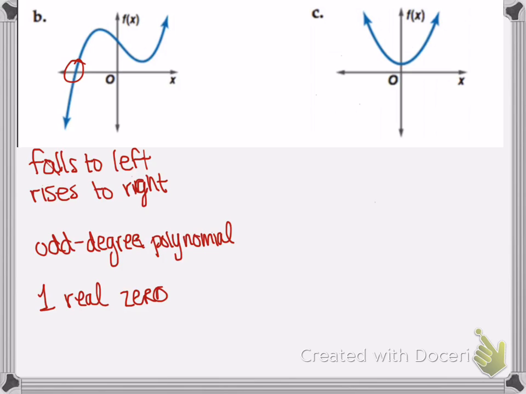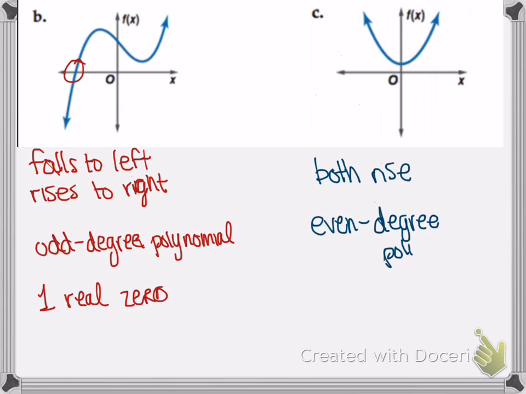And the last one, they both rise. That means that it is an even degree polynomial. And there are no real zeros because it never crosses the x-axis.